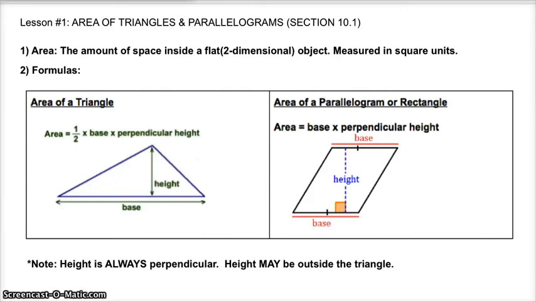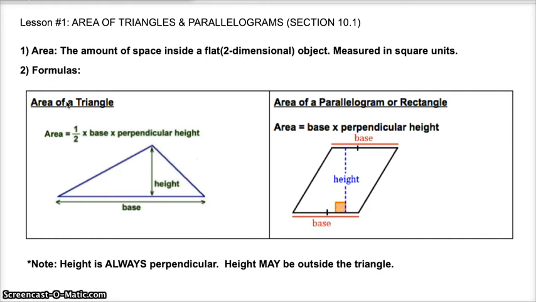This lesson will go over the area of triangles and parallelograms. As a refresher, area is the amount of space inside a flat two-dimensional object, and it is measured in squared units or units squared. The formula for the area of a triangle is area equals 1/2 base times height.